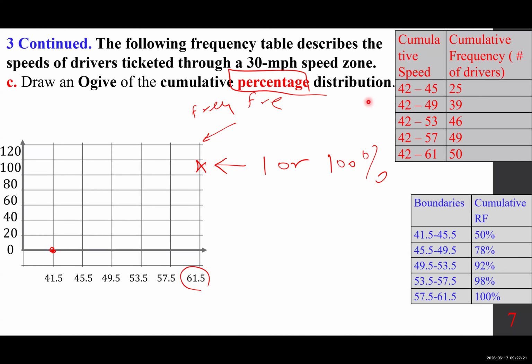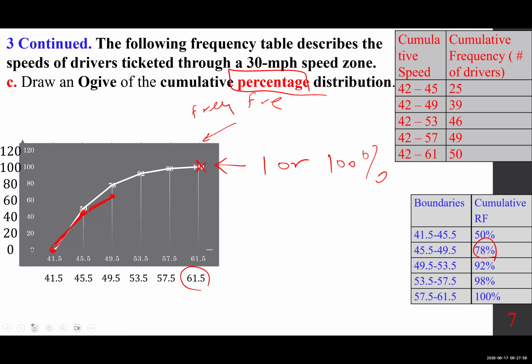Okay. In between, for example, this one is 50%. So right here corresponds to 50%. And then you connect them with a line segment. The next one is 78%. So you locate 78% and you connect them, and you do the same thing with the rest of them. And it'll look something like that. I'm going to erase my work. Of course, this is much more precise. So that's how you find this.